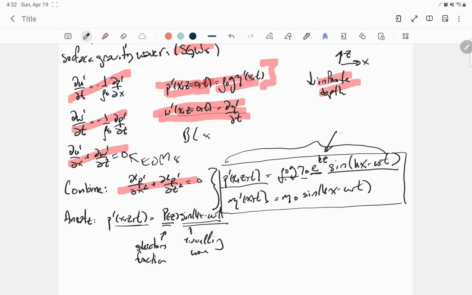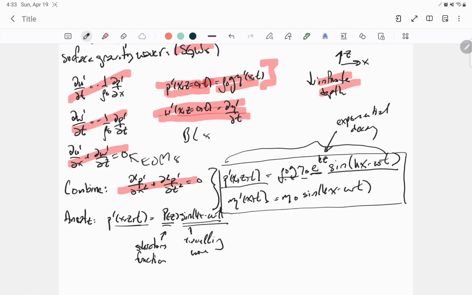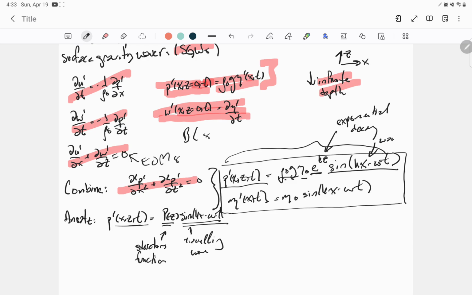And so this e to the kz part is exponential decay, because z is negative as we go deep in the ocean, and so this is e to the minus a negative number. As z gets larger and larger, z becomes more and more negative, say negative 1,000 meters, negative 4,000 meters. This becomes e to the minus 4,000 or whatever, and is very, very small. So we have an exponential decay part multiplied by a wave part.